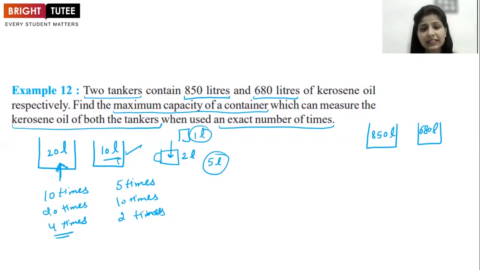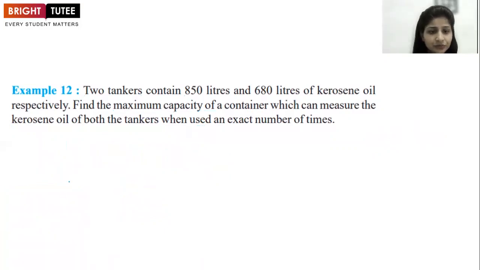The question here is asking us, there are 2 tankers. One has 850 liters of kerosene oil, second has 680 liters of kerosene oil. Now you have to find out the maximum capacity of one container, which is measuring the kerosene oil of both the tankers, and it should be used an exact number of times. So what we need to calculate in this is HCF. Let's find out. So we will find out HCF of 850 and 680.